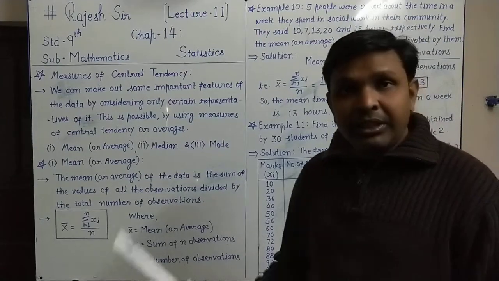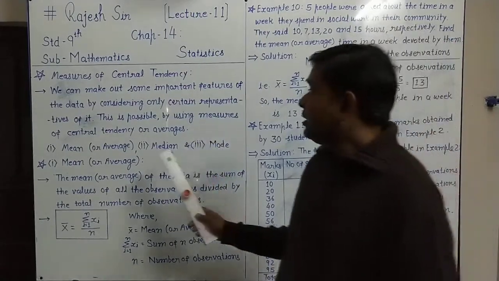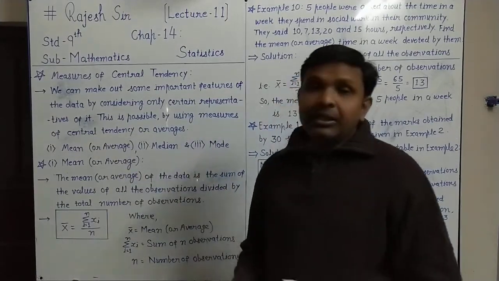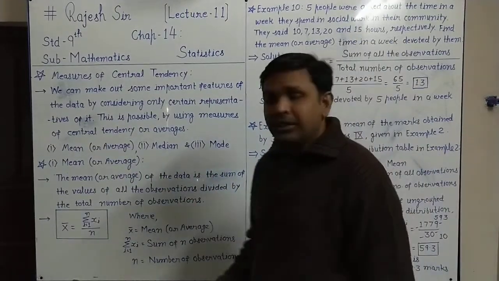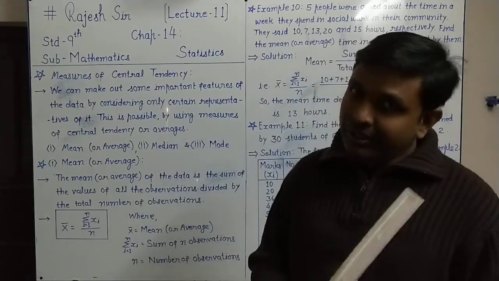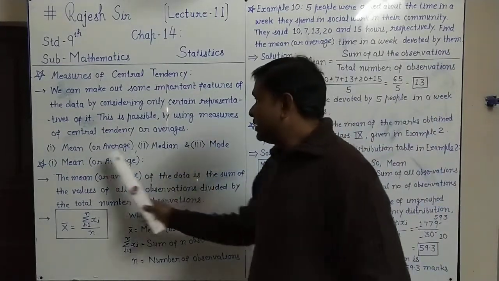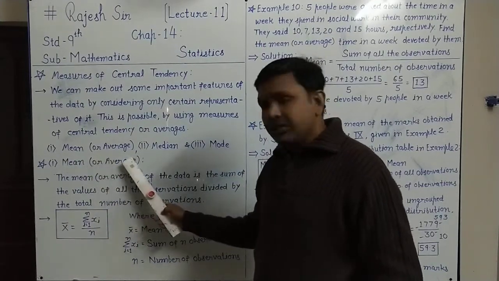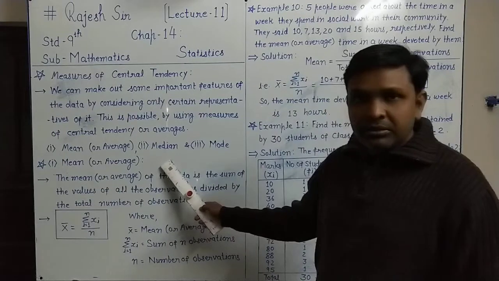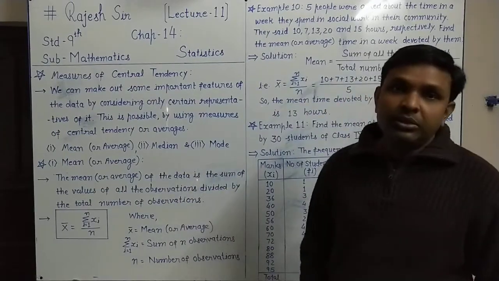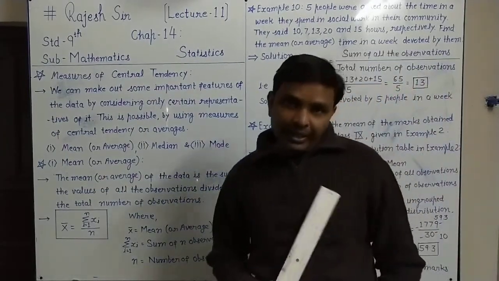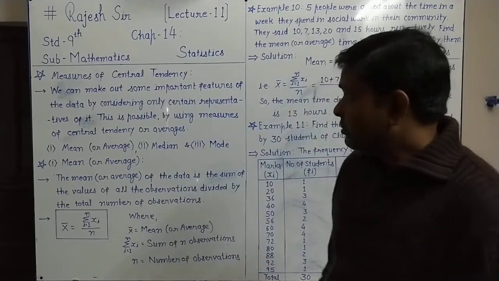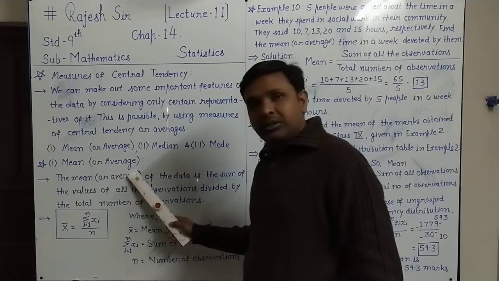In 9th standard, we will see three types of measures of central tendency. Actually, there are more also, but we will see only three. The measures of central tendency in 9th standard are mean, so-called average, second median, and third mode. So three types of measures of central tendency we will see in our course. First of all, we will understand the mean or average.